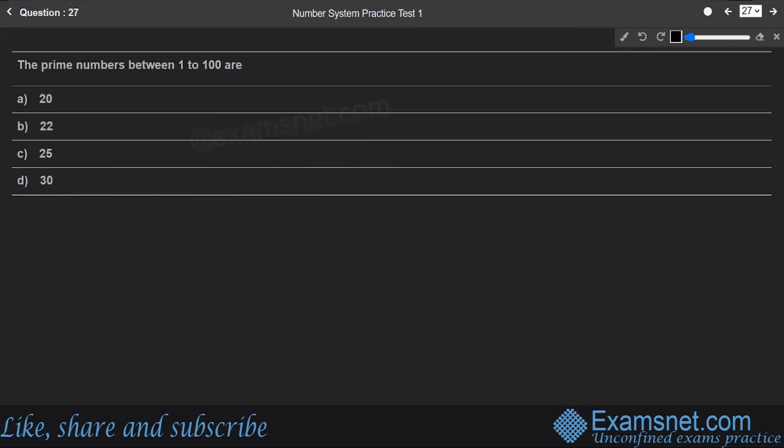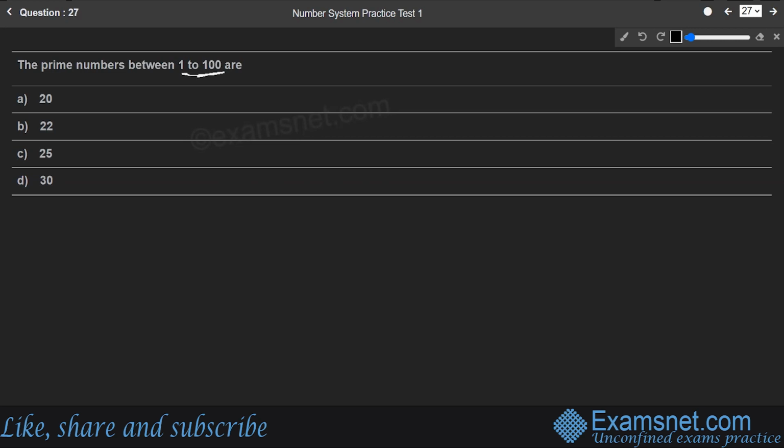Now, the prime numbers between 1 to 100, how many prime numbers are there? We can anytime find out the prime numbers, but it will be good if we can remember them. There cannot be any trick here, because the prime numbers are never in a particular pattern. They are randomly distributed over the natural numbers, so there cannot be a particular formula for finding them out. We just have to catch them.